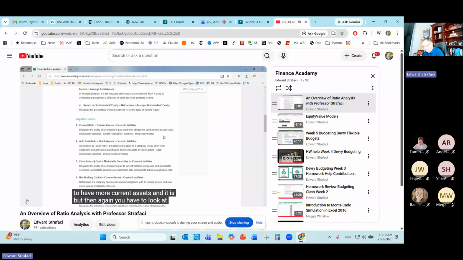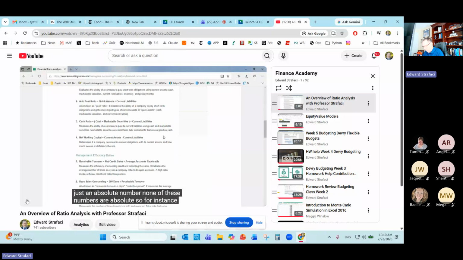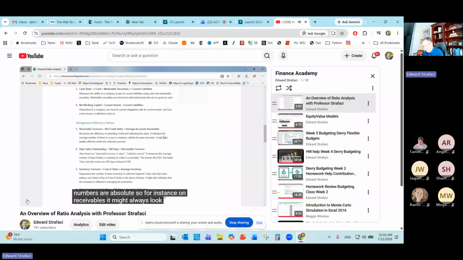But then again, you have to look at it in the context of the business you're in and what your competitors are doing. It's not just an absolute number. None of these numbers are absolute. So, for instance, on receivables, it might always look like a good idea to collect your receivables quicker, but if you're pushing your clients too hard to pay their bills, they may decide to decamp and go to another competitor that offers better terms.